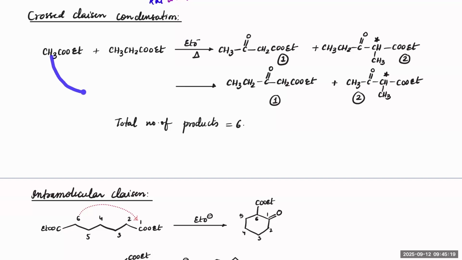That is when CH2 minus attacks here and removes OEt, you will get this one. Or if this CH minus goes and attacks here and then you remove this OEt, then you'll get this one. So how many? Two cross and two self. Just like in aldol also we get two cross and two self. Here also we'll get two cross and two self. Notice that there is no chiral center here, but there is one chiral center here and here. So that's how it makes the total products as 6.